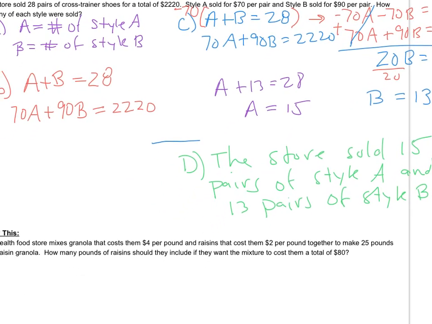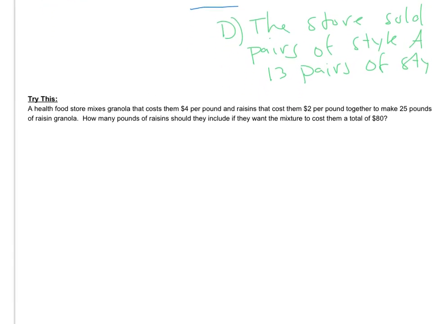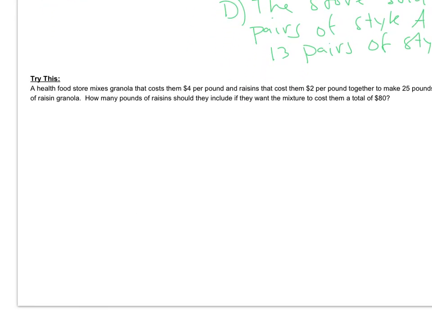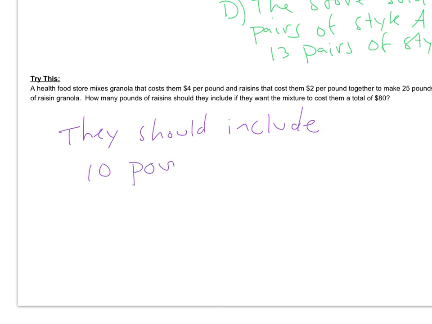Now what I would like you to do is take a look at the try this. Go ahead and hit the pause button and see if you can do this one on your own. If you did this one right, you should get an answer that they should include 10 pounds of raisins. If you are unsure about how I got that answer, or you would like to see the work done, please go back to your document and click the example on the try this, where the work is shown step by step.